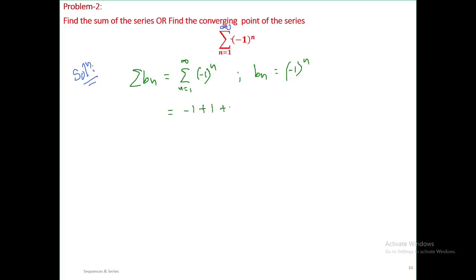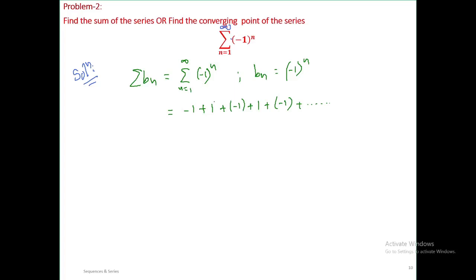Okay, plus n is 3 minus 1, plus n is 4 plus 1, plus n is 5 minus 1, and so on. So this is a series. I want the sum of these terms. If I take an even number of terms, say only 4 terms, 1, 2, 3, 4, the first cancels with the second term, and the third cancels with the fourth term. Therefore I will get 0. If I take 2 terms, the first 2 cancel out, again 0. So if you take an even number of terms in the sum, you will get 0.